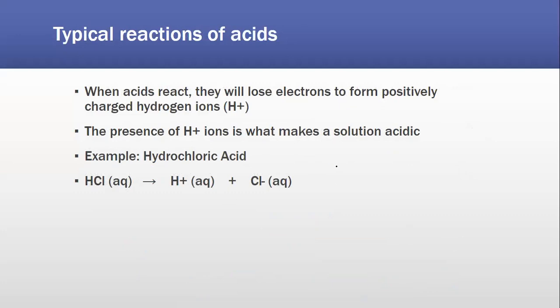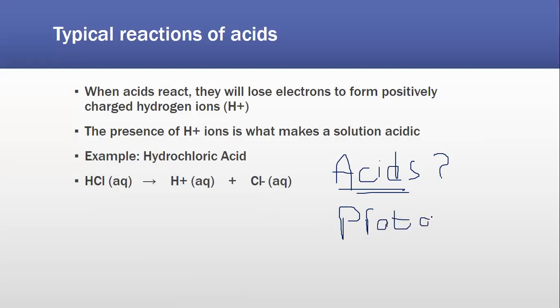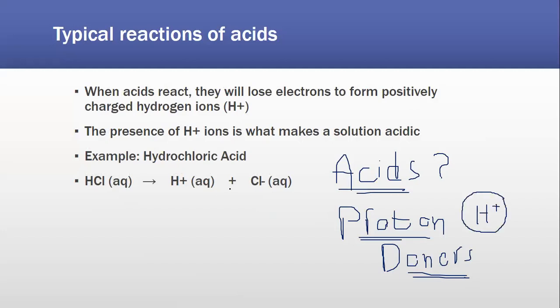So what you have to remember is that if you get a definition question on acids, how are you going to define acids? If they ask what is an acid, you will write acids are proton donors. Got it? Acids are proton donors. और base क्या होते हैं? Bases are proton acceptors. So when acids react, they will lose electrons to form positively charged hydrogen ions. The presence of these hydrogen ions is what makes a solution acidic.